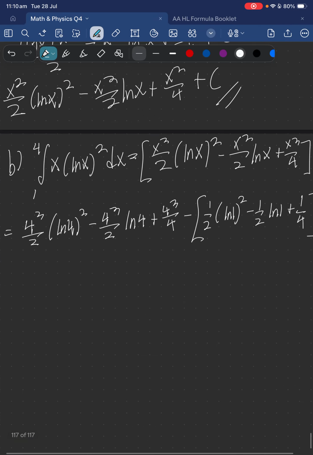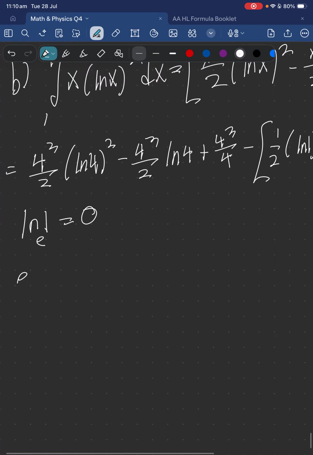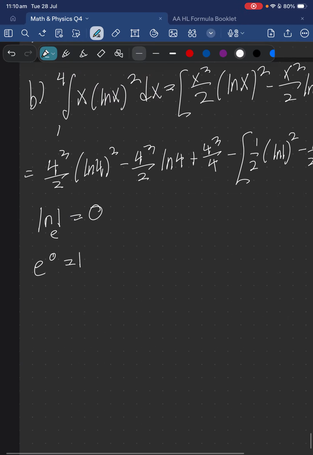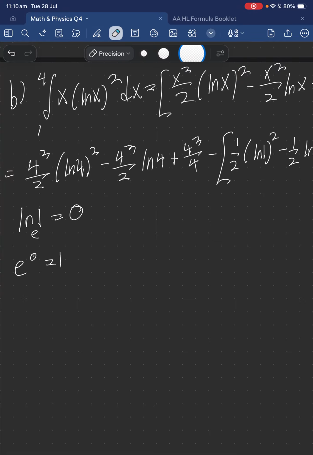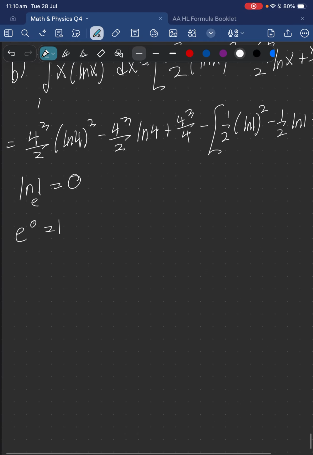Okay, so now before we proceed, I want to just remind you of some basic log rules. The natural log of 1 is actually equal to 0, and that's because the natural log has a base e. So using our log rules, e to the power of 0 would have to be 1. Therefore, natural log of 1 is 0. So we can simplify everything and cancel out these terms, because natural log of 1 is 0 and you're multiplying half by 0, which is nothing, it's 0.